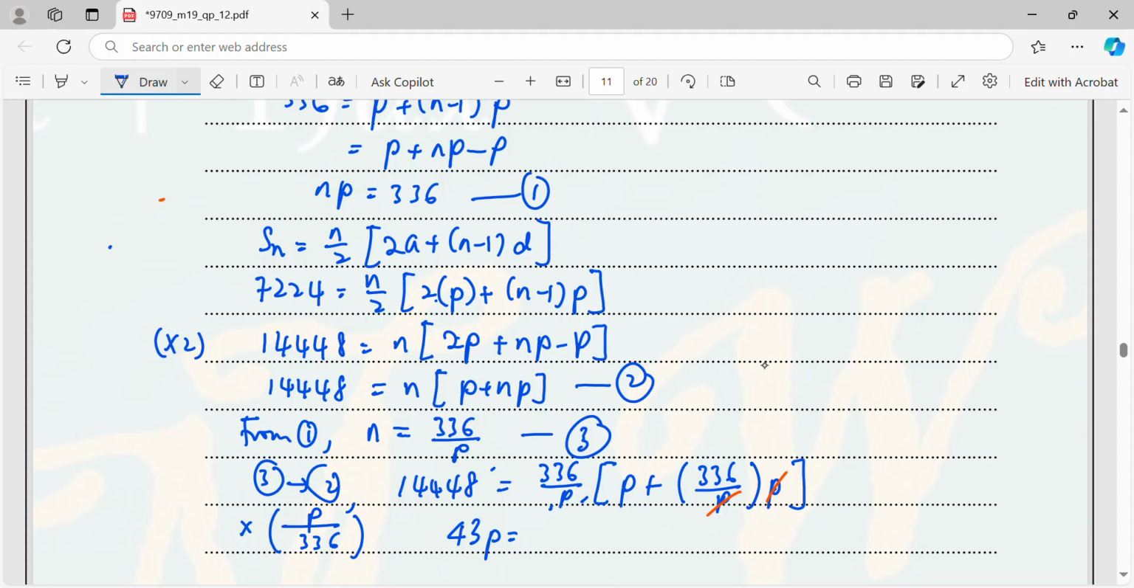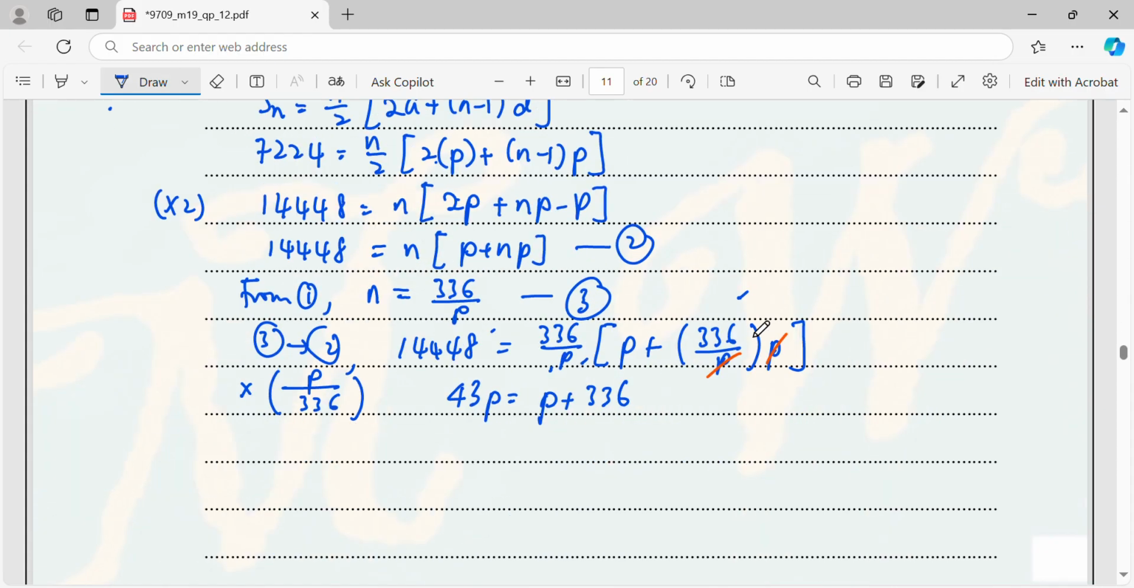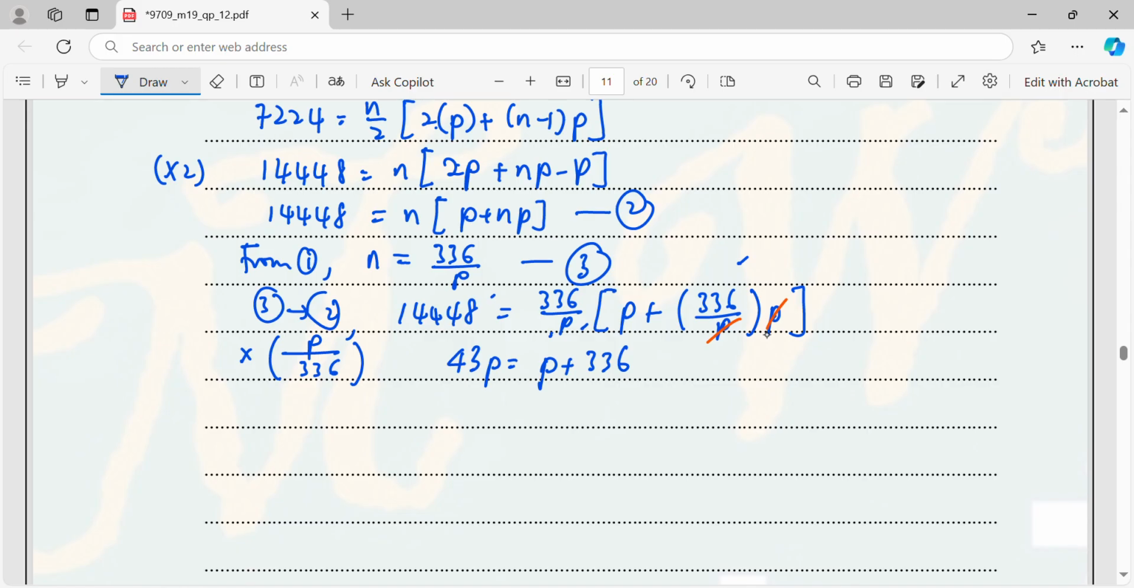So the first bracket, I mean before the bracket 336p, you multiply by p over 336, that is 1. So I will just write down the terms inside the bracket. That is going to be p plus 336. Okay, then from here, the p moves to the left side. So when you move, it becomes 42p equals 336. Then your p is 336 over 42. Then you just calculate this value. That is 8. So we have found the p.